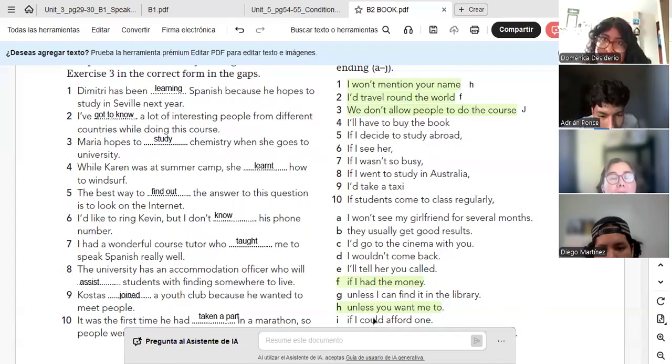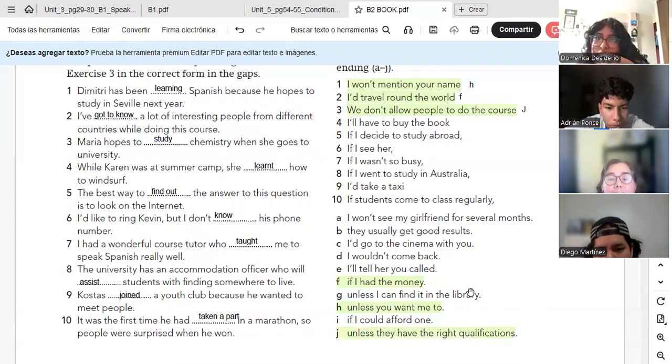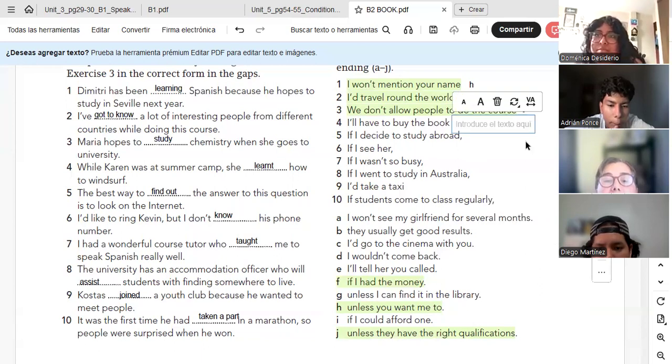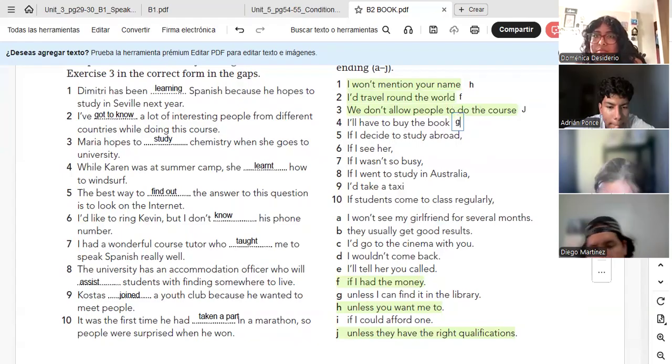Domenica is right. Unless I can find it in the library. Yo tendría que comprar el libro a menos que lo encuentre en la biblioteca. So this is letter G. Thank you, Domenica. Well done. G. A menos que, unless. Okay, guys, give me a moment. Let's highlight it.